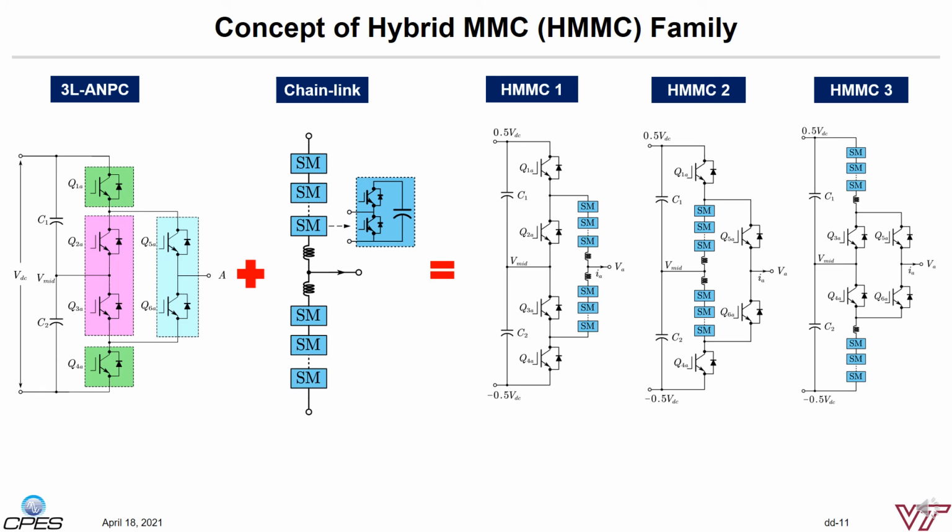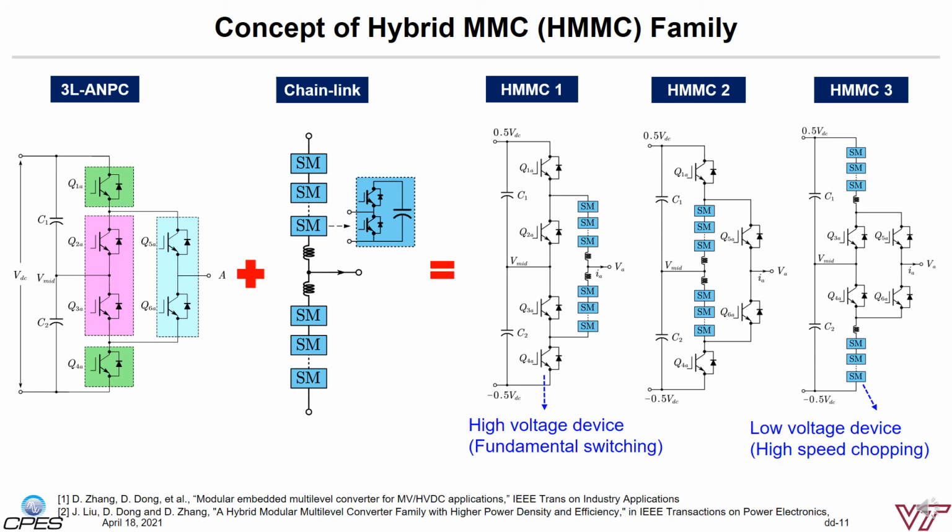hybrid modular multi-level converter, as it is the combination of the 3-level topology and the MMC solution. To meet the above-mentioned requirements in the previous slides, the high-voltage switches in the HMMC have to operate at the fundamental frequency to reduce the operation risk and improve the reliability. All high-frequency switching actions are allocated to the low-voltage MMC submodules. So this is how we created the HMMC concept.